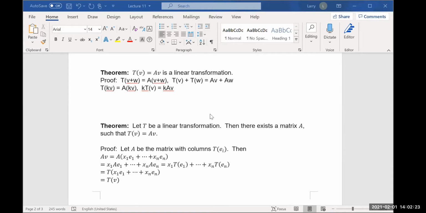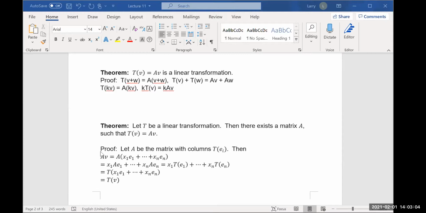So whenever you have a linear transformation, you can write it as matrix multiplication. And that's what this big theorem says. And this proof has a lot of subscripts, and it's such an important theorem, I wanted to have the proof here. And here it is. So if A is a matrix with columns T of e_i, okay? So let that be the matrix. Then we know that v can always be written as x1 e1 plus x2 e2 all the way up to xn en. Do y'all agree with that?